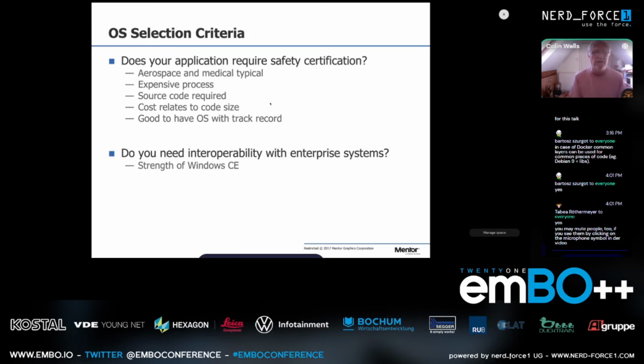This is an expensive, time-consuming process. You will need source code for everything, including whatever operating system you've got. The cost of doing certification relates to code size. So the more code you've got to certify, the more it will cost you. And it's good to choose an OS with a track record of being certified. You need to certify the entire software application. So you can't just go and buy an operating system that's been certified, but you can buy ones where a lot of the work has been done for you. If you need interoperability with enterprise systems, then the Microsoft products tend to be quite good, although not used so much nowadays.